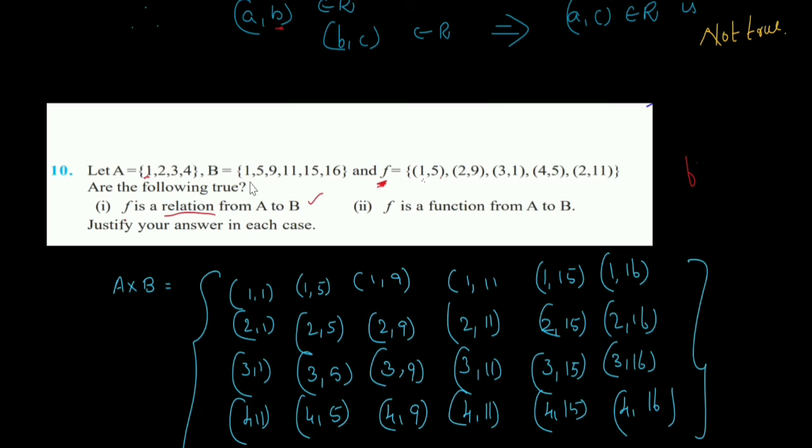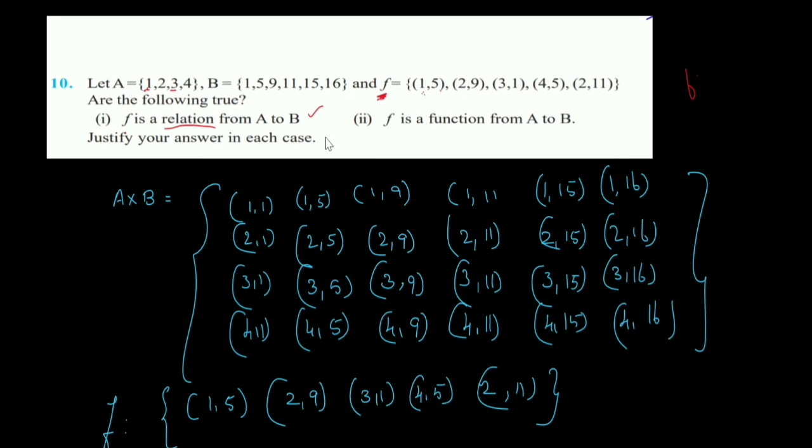Then you start the 2,1; 2,5 up to 2,16. Then you start the 3,1; 3,5 up to 3,16. 4,1; 4,5; 4,9 up to 4,16. So we have written all possible ordered pairs.